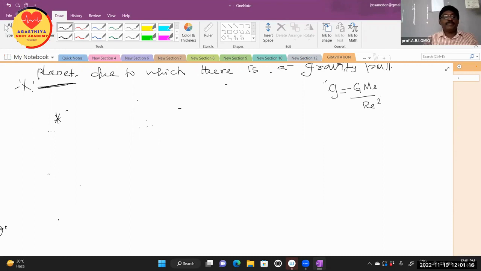All of you listen here. If the radius of the planet decreases by say X percentage, then the acceleration due to gravity increases by 2x percentage, provided the mass of the earth is constant.